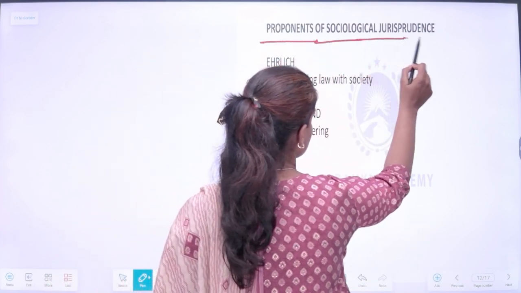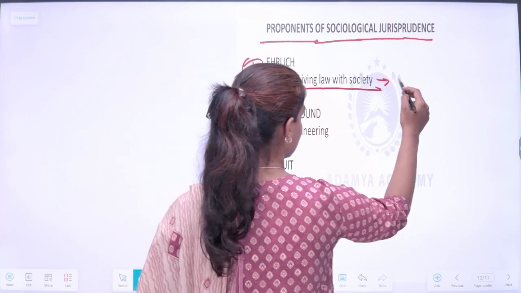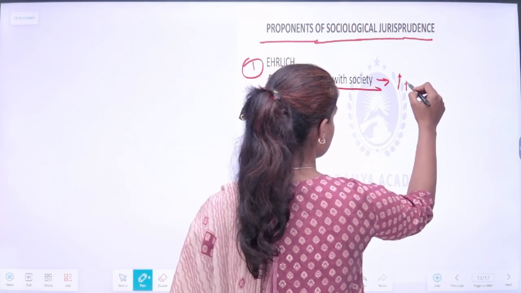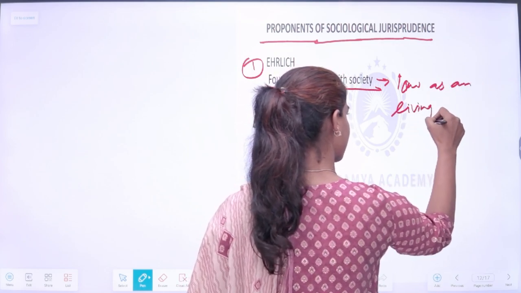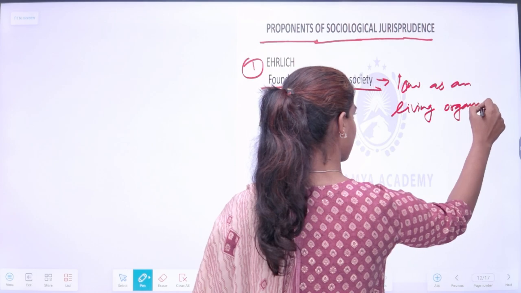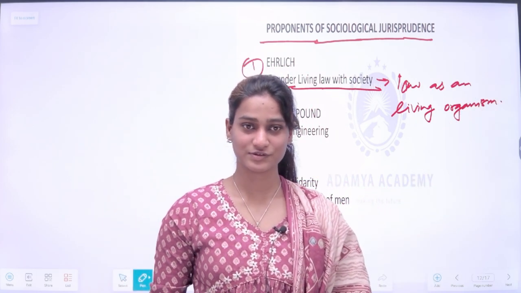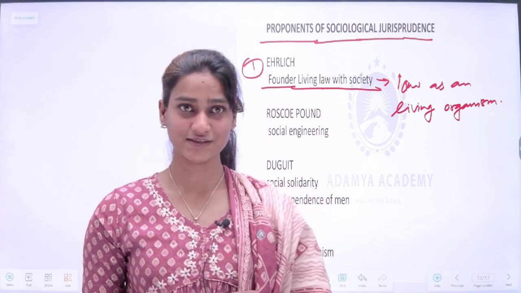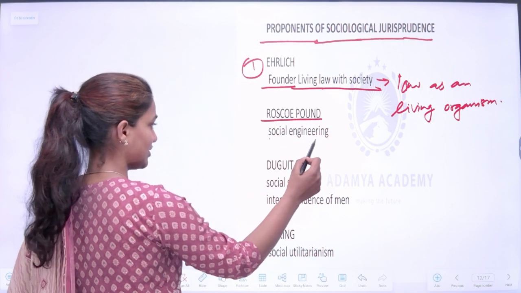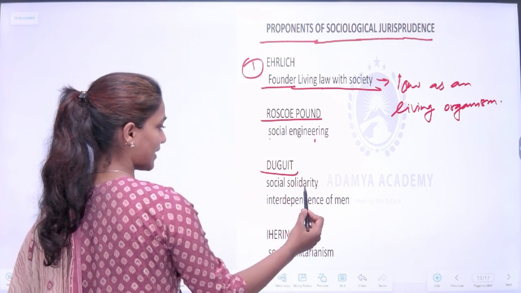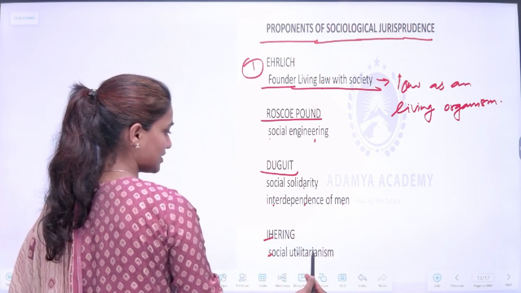Proponents of sociological jurisprudence: Ehrlich, founder of Living Law with Society. He considers law as a living organism. It means that law grows with society. The society feeds the law. Roscoe Pound, social engineering; Duguit, social solidarity and interdependence of man; Jhering, social utilitarianism.